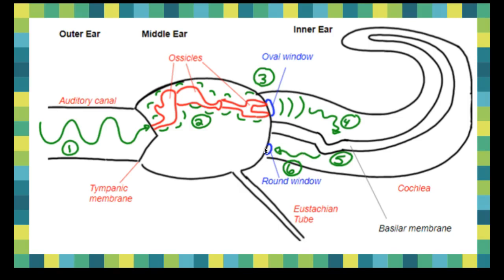This last step, number 6, does not have anything to do with hearing. Once this basilar membrane goes and we send that stereocilia bending, we send that impulse to the brain, that's the end of the hearing. This is just basically finishing off the ripple so it has somewhere to go.